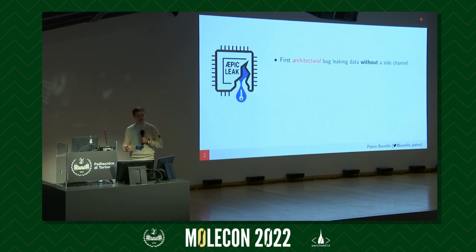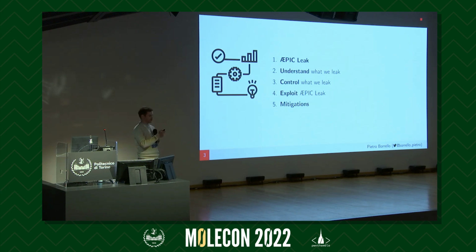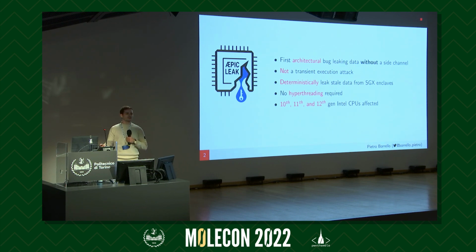So APIC Leak is the first architectural bug that leaks data without any side channel, no side channel at all. It is not a transient execution attack either. It doesn't use speculation or transient faults in the CPU. It deterministically leaks data even from SGX enclaves, the highest protected place in the CPU. And no hyperthreading is required either, so you don't need port contention side channels between multiple threads, and Intel can't just say, OK, just disable hyperthreading and you're done. And it affects all or most of the latest CPUs from Intel.